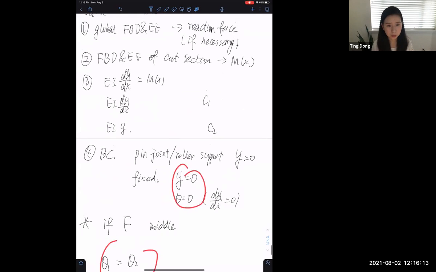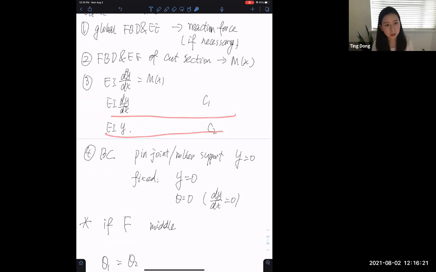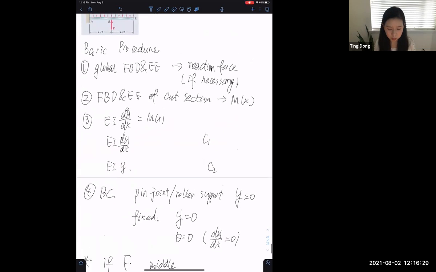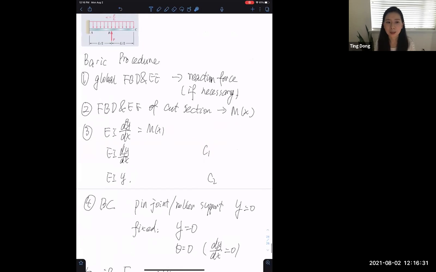And once the unknowns are solved, everything is done, right? We have the deflection equation, we have the slope equation. To find the maximum, you put the slope equal to 0 and plug into the deflection equation, and you're done. So these are the basic procedure for all the problems in chapter 9.